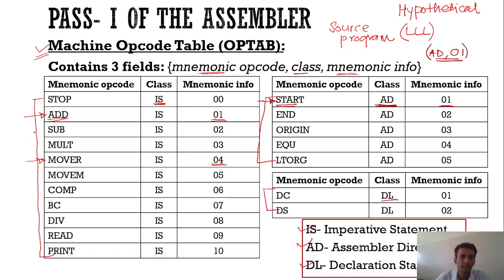Now let us consider another example. In case in our program we get the instruction SUB, we will write it in some intermediate form as its class, that is imperative statement, IS, comma its mnemonic info, that is 02. Essentially this lets the assembler know that the particular instruction is of imperative statement type, and its mnemonic info 02 will locate that particular instruction, that is SUB. So this is how the instruction is being translated into some other form.